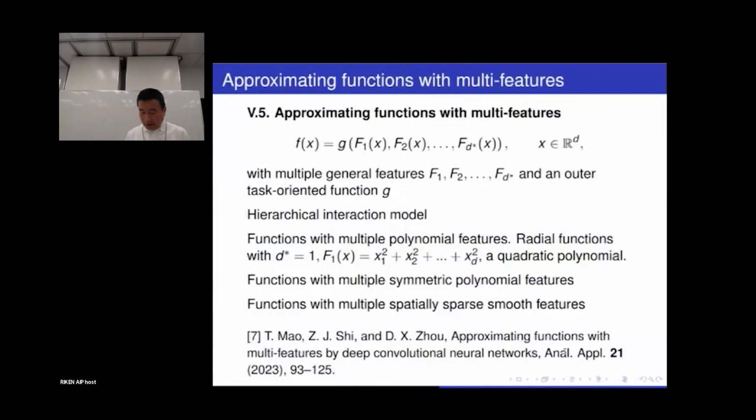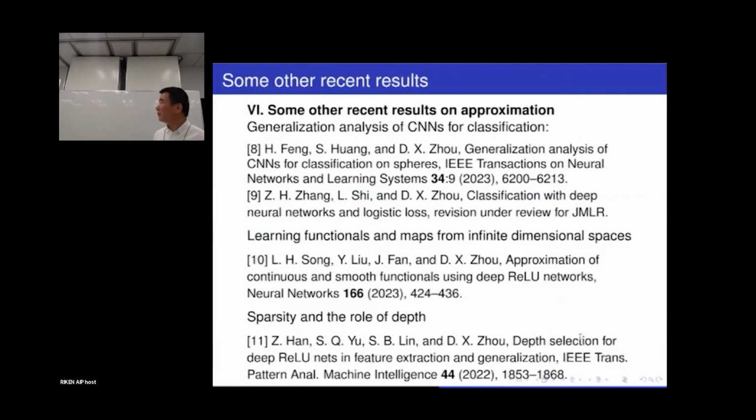better. Actually, we can consider many other functions with structures. We call them functions with multi-features. So essentially, there are D star features, F1, F2 until F D star, and then induced by another function G of variable D star. This includes the model of hierarchical interaction models, radial functions, and functions with multiple polynomial features, and so on. So for such functions, deep CNNs actually perform very well.